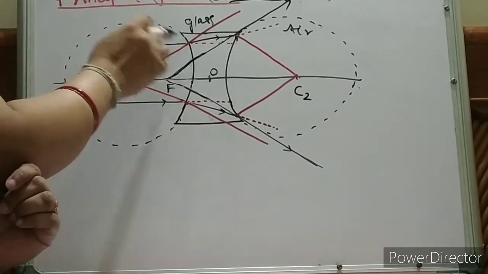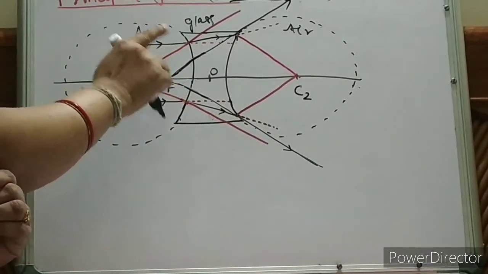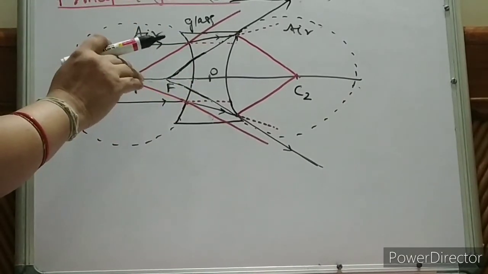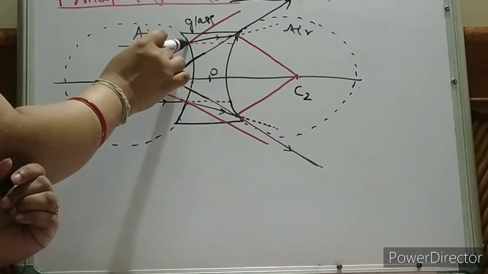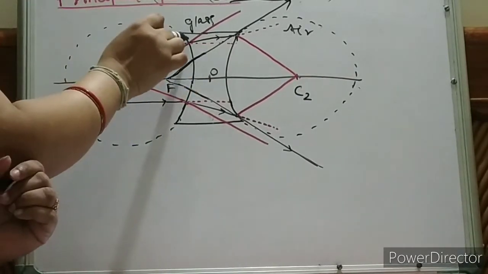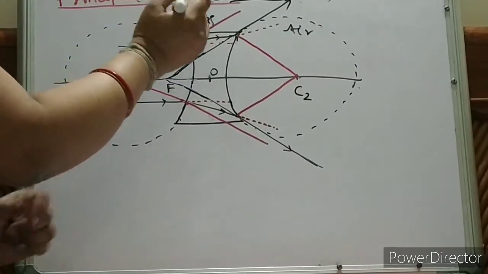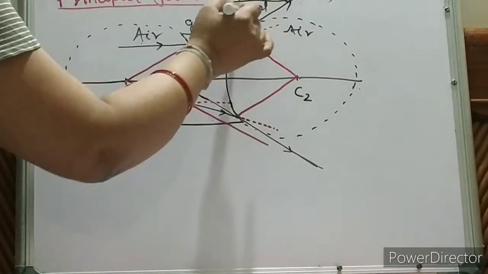Now how to draw the normal for the curved surface? I have already discussed in my previous lectures. If you don't understand, please go back and see all those videos. It is very easy. The point where the light will strike, join that point to the center of curvature. So this is your normal now. Clear children? This is your normal.